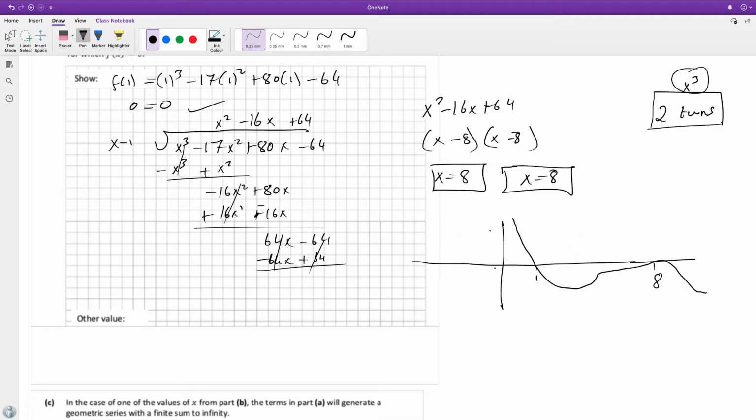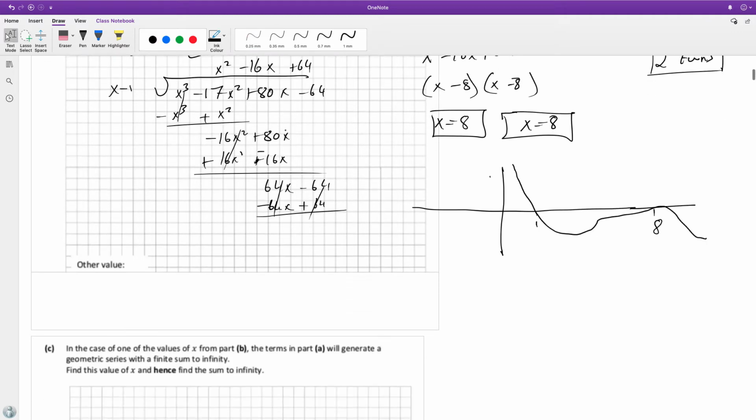How will I know where it cuts the y-axis? Last number. Minus 64 will tell you where it cuts the y-axis. So for all the world, it should be the other way around. Like, up, turn, touch, and like that. Is that alright? And we know this point down here, minus 64.